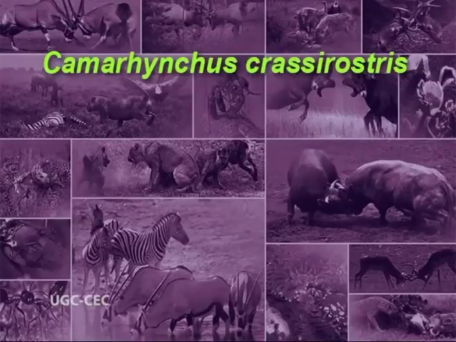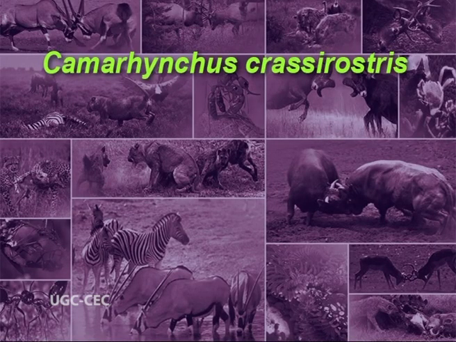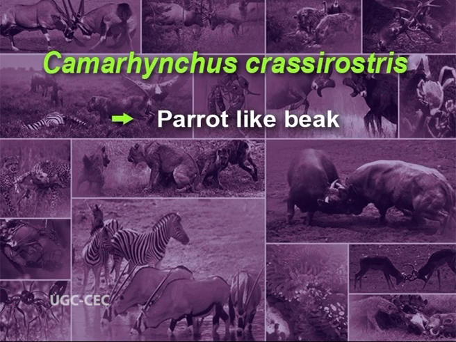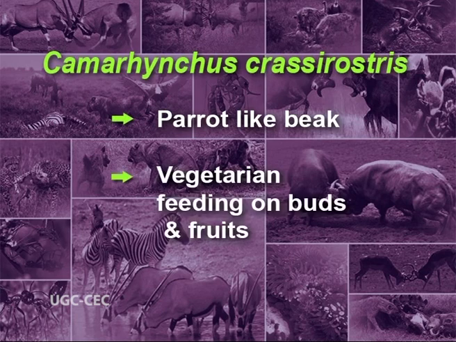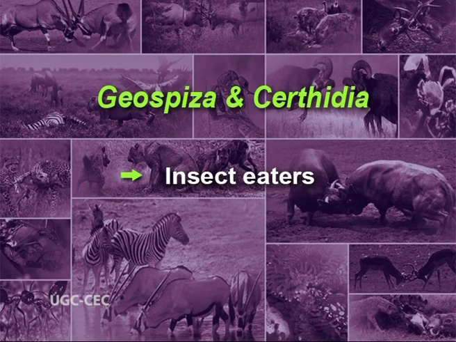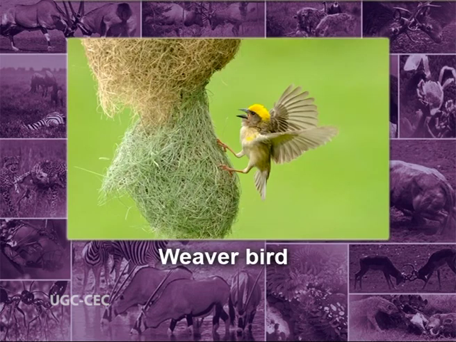For example, in tree finches, one of the species, Camarhynchus crassirostris, has a parrot-like beak and is basically vegetarian, feeding on buds and fruits. The rest of the tree finches are insect eaters, three of which feed on insects of different size. Similarly, the occurrence of weaver birds in the vicinity of Lake Naivasha of Africa is another good example of trophic niche. All three weaver birds differ in their choice of food, thus occupying different trophic niches.